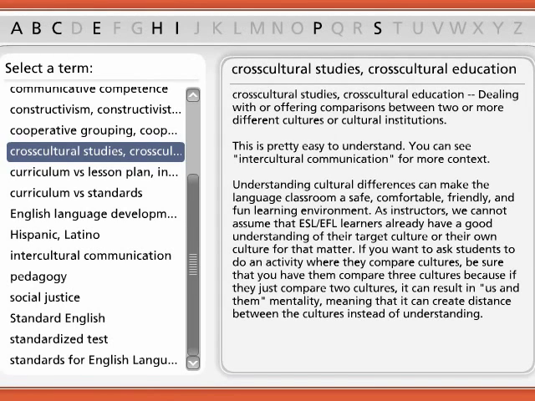Understanding cultural differences can make the language classroom a safe, comfortable, friendly, and fun learning environment. As instructors, we cannot assume that ESL, EFL learners already have a good understanding of their target culture, or their own culture for that matter. If you want to ask students to do an activity where they compare cultures, be sure that you have them compare 3 cultures or more, because if they just compare 2 cultures, it can result in an us and them mentality, meaning that it can create distance between the cultures instead of understanding.